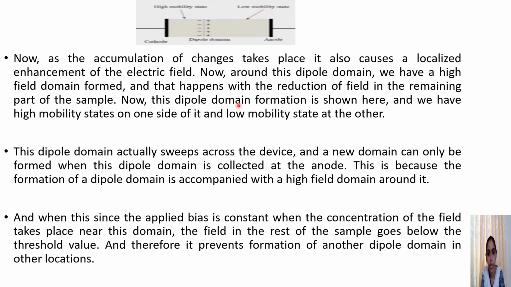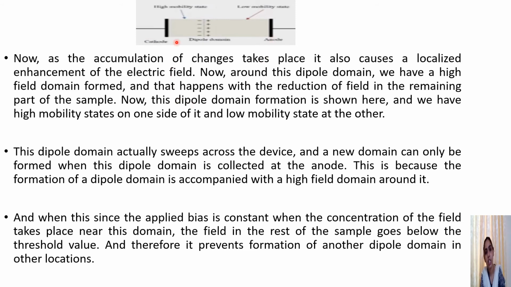The dipole domain formation is shown here, and we have high mobility states on one side and a low mobility state on the other side. This dipole domain sweeps across the device, and a new domain can be formed only when the dipole domain is collected at the anode, because the formation of the dipole domain is accompanied by a high field domain around it. So once this dipole is collected from the cathode to the anode, only then can a new domain be formed.